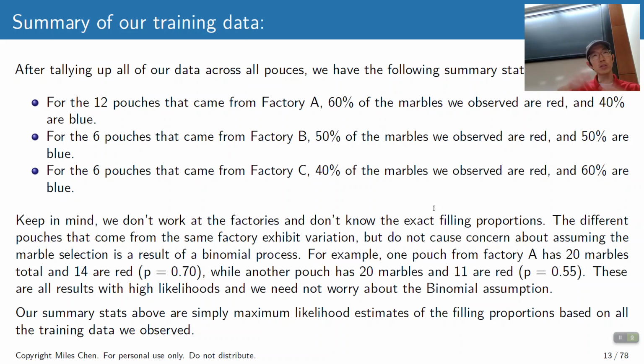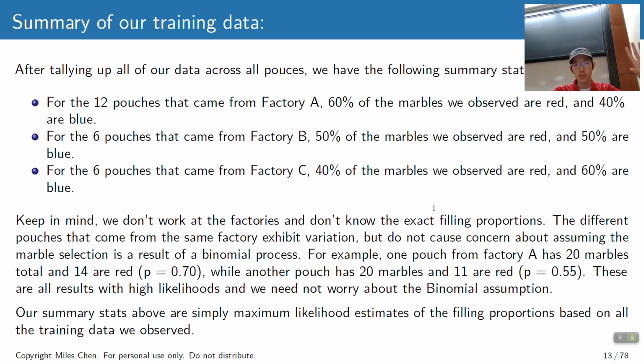But again, you have a little bit of variation. It's not that every single bag is exactly 60% red and 40% blue. It's random. So this bag was 60% red, this bag was 65% red, this bag was 50% red, and this bag was 55% red, or something like that. You have some variation, but overall, the probability for factory A is 60%. Overall, the probability for factory B is 50%, and so on. Does that kind of make sense?